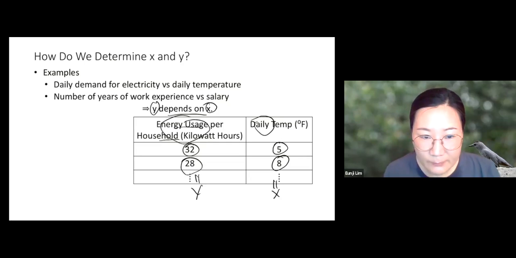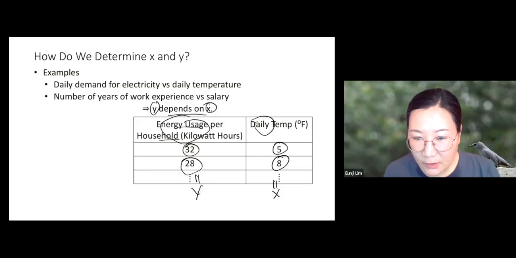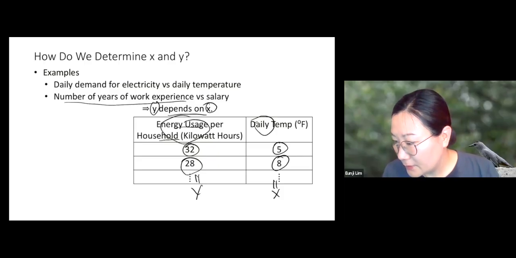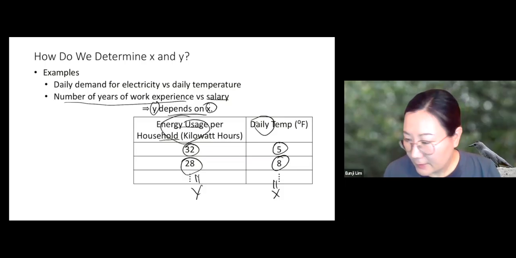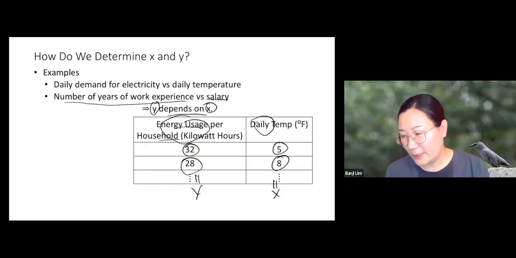So let's take another example. Suppose you are working at the HR department of a company and you have a data set that shows the number of years of work experience of each employee and the annual salary of each employee. Now, which one should be X and which one should be Y? Please pause this video and take a few minutes and come back with your answer.